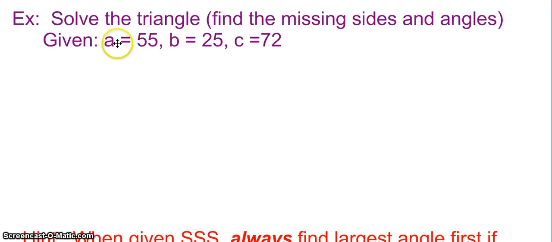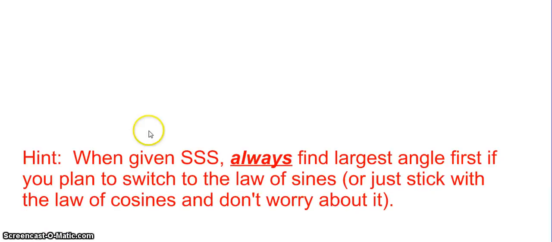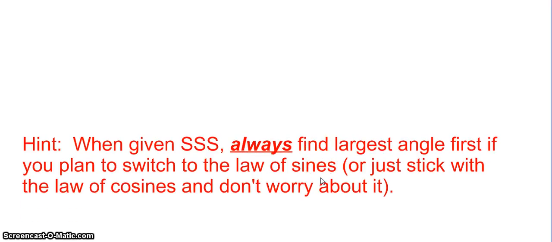Okay. So we want to solve the triangle, find all of the missing sides and angles. I'm given a side A, side B, and side C. I want you to go ahead and try to do this. There are a couple of different approaches you can take. You're going to have to use the law of cosines, though, that's a given. A hint, if you are going to switch to the law of sines once you find one of the angles, then you must find the largest angle first. If you choose not to switch and just use the law of cosines again, you don't have to worry about it.